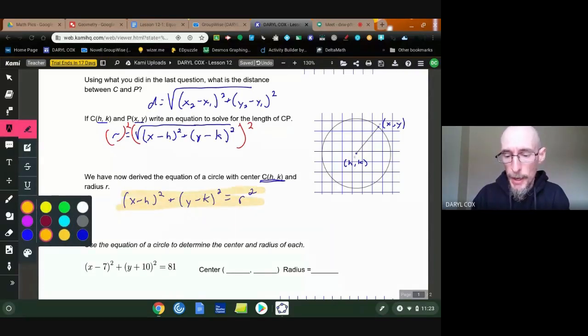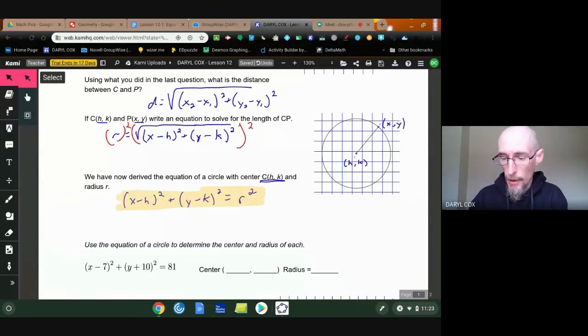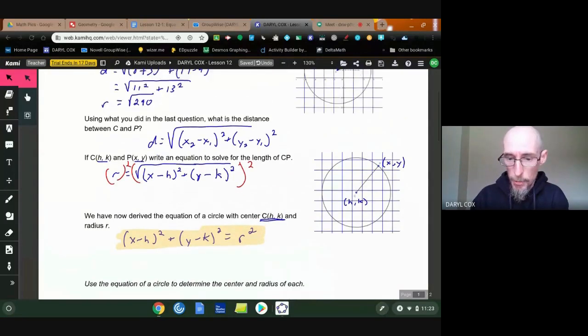Okay? And in that circle, it tells us a couple things. It tells us that we have center h, k. So that's the center of the circle. And r is my radius. Now it's going to be r squared. So like in the problem we had up above, let me slide up here.